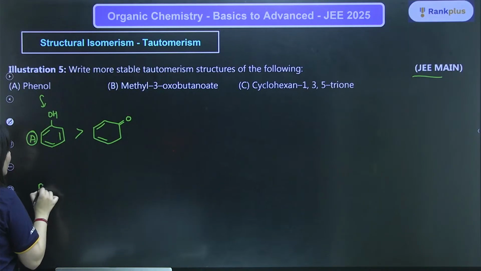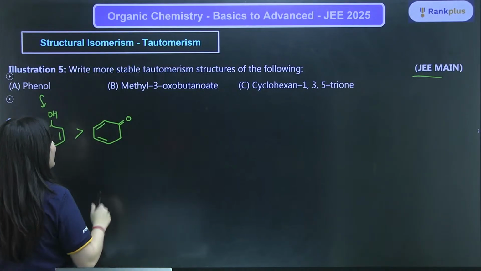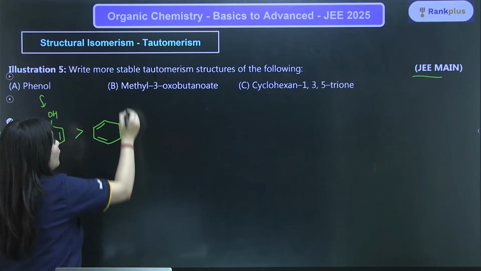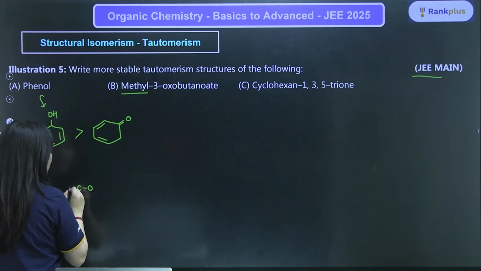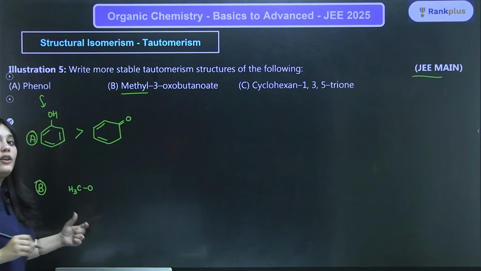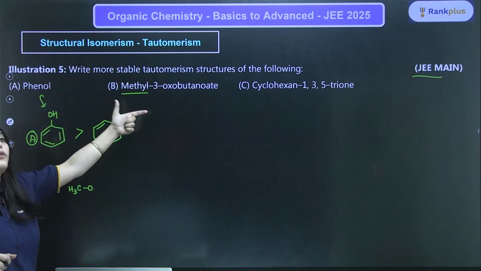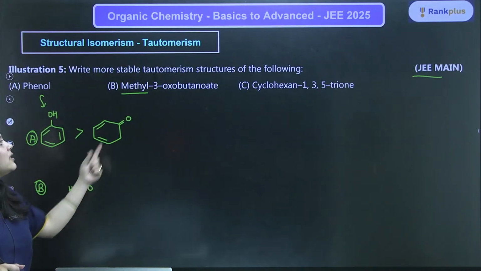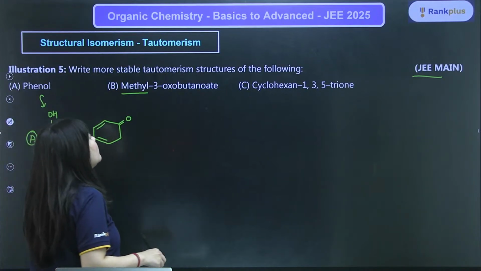Let us now write down the B option. B option is what? Methyl 3-oxobutanoate. Let's form this. First they have written methyl, which means a methyl group is attached to the O. So you should definitely know the IUPAC naming, and how to write the structure from the name. Methyl means methyl is attached directly to the oxygen, and then it is 3-oxobutanoate.